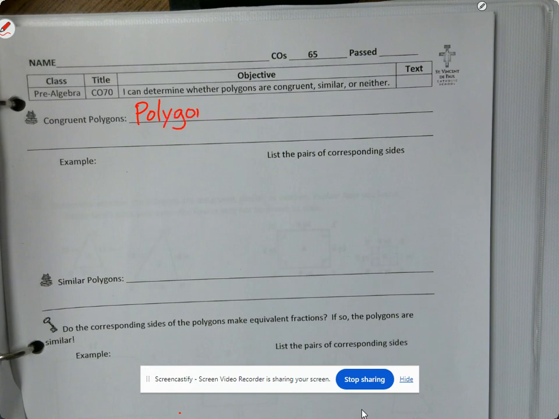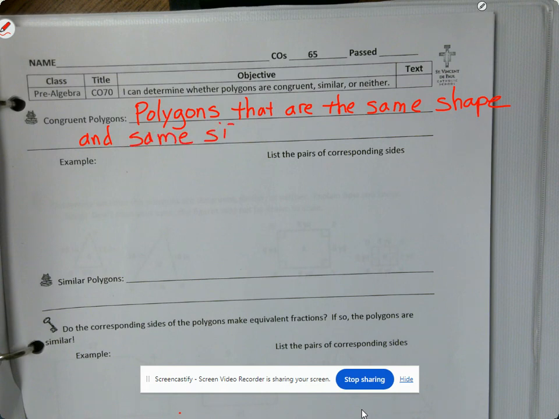I'm going to write this a little bit different. Polygons that are the same size and shape. So I'm going to put it as same shape, same size. All sides and angles are congruent. So congruent polygons are same shape, same size. They're identical.